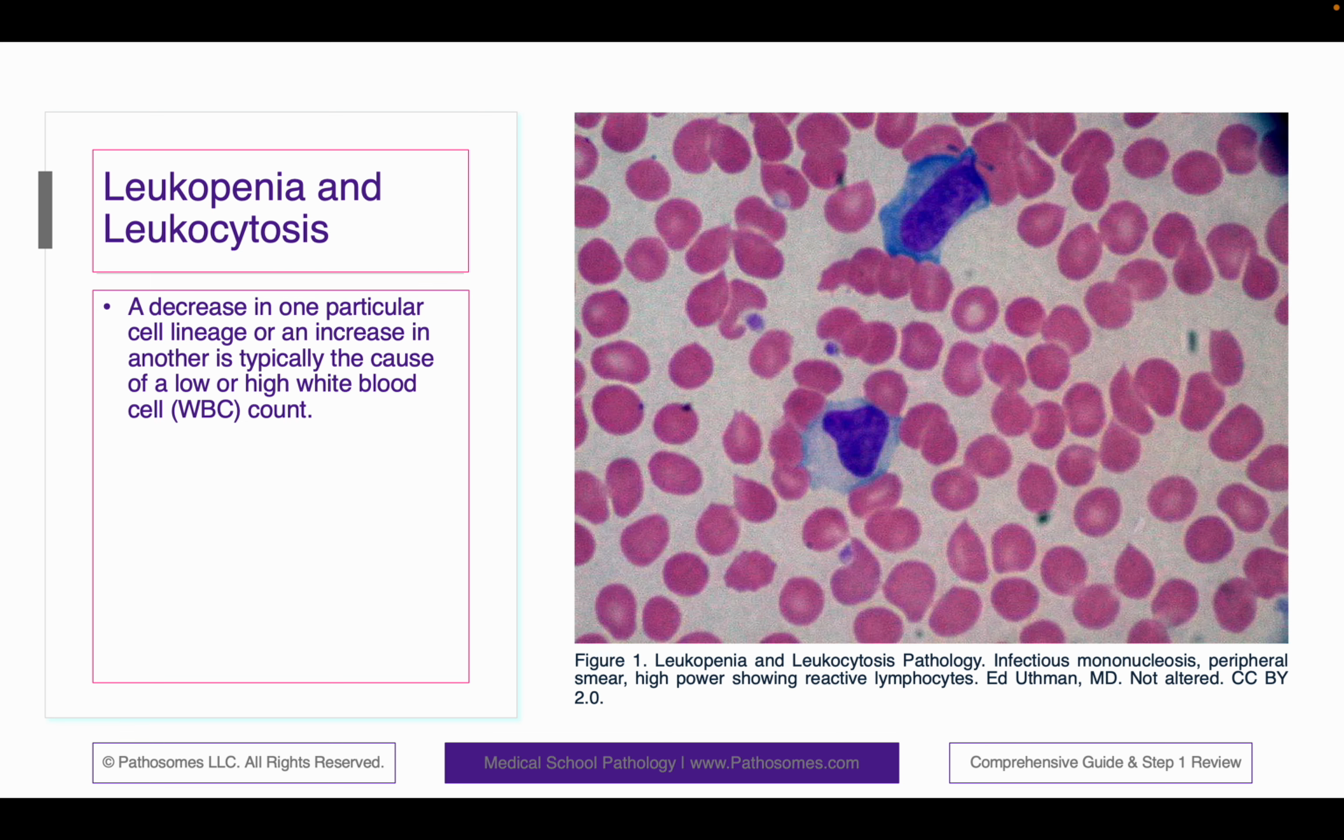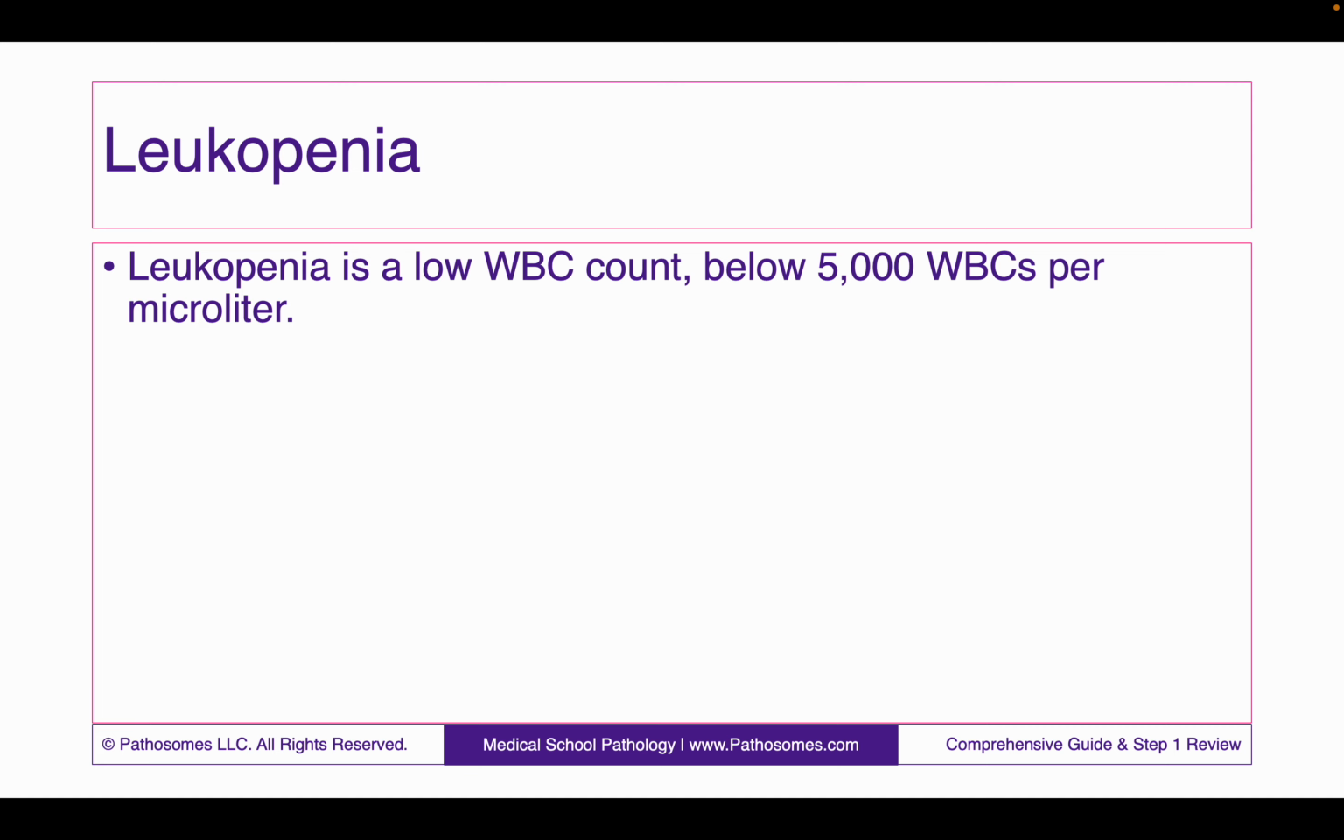Okay, so a decrease in one particular cell lineage or an increase in another is typically the cause of a low or high white blood cell count. Leukopenia is a low white blood cell count, right? I'm hammering this home because you're going to have to know these values. Leukopenia below 5,000.